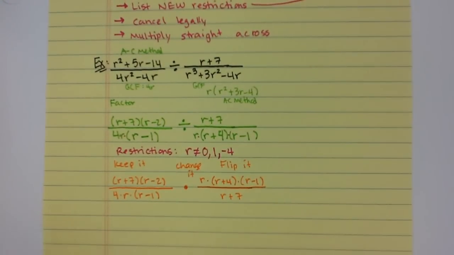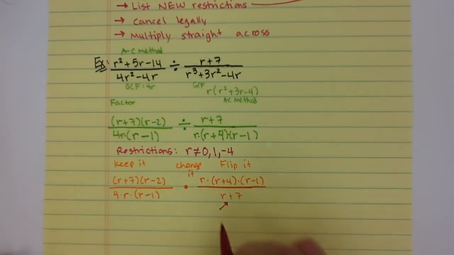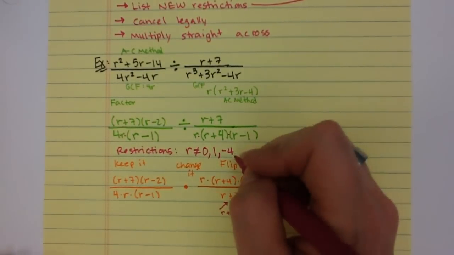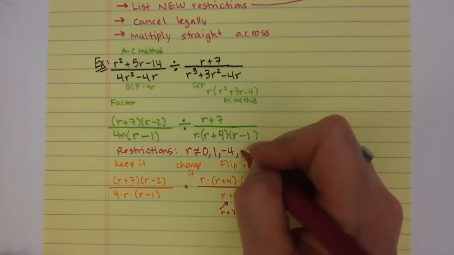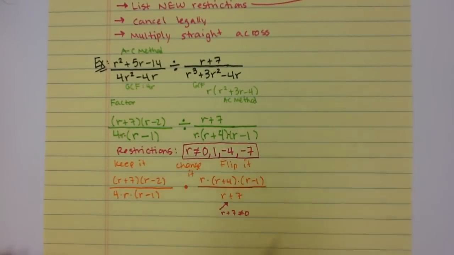And then before I start canceling, I have to remember to list new restrictions. And the new restriction is going to come from the new denominator. So I have to set r plus 7 cannot equal 0, which gives me r cannot equal negative 7. So now I have 4 restrictions.